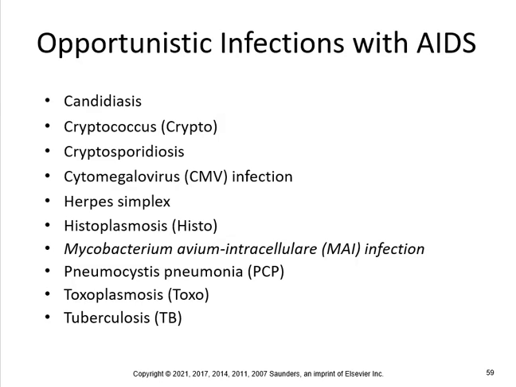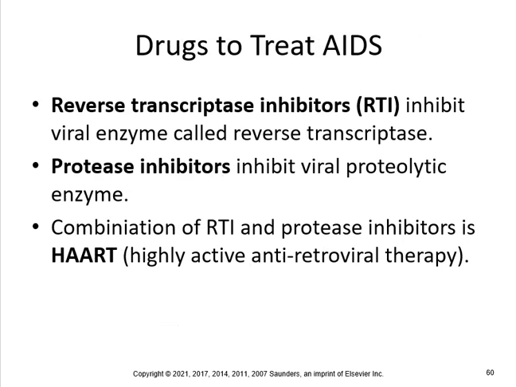They die of secondary complications or opportunistic infections like candidiasis, cryptococcus, cryptosporidiosis, cytomegalovirus (CMV), herpes, histoplasmosis, Mycobacterium avium intracellulare, pneumocystis pneumonia, toxoplasmosis, and tuberculosis. So you can get these, and then they can lead to secondary infections and more complications, because HIV and AIDS attack the immune system, so you cannot fight regular infections.